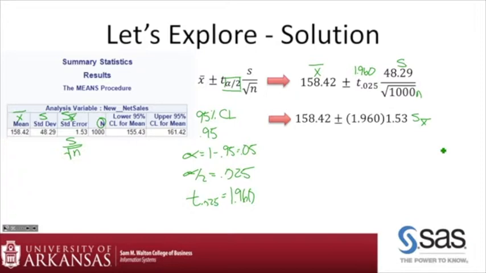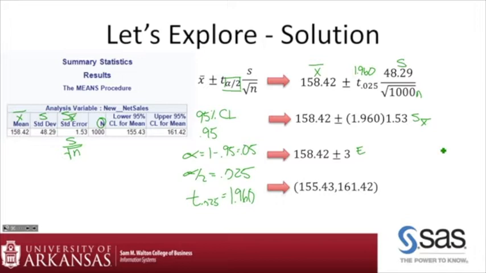Now if I multiply those two things together, I get 158.42 plus or minus 3. So 3 is our margin of error. And SAS doesn't directly give us a margin of error. But I feel confident you guys can do addition and subtraction. That way, I feel confident you know how to use a calculator. So what we do have is our upper and lower confidence intervals. Does that match our output?